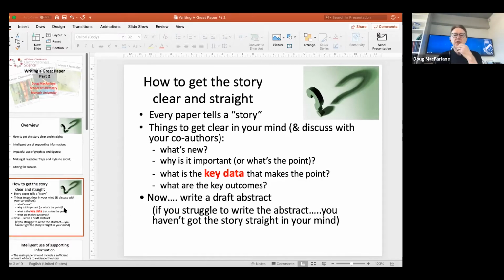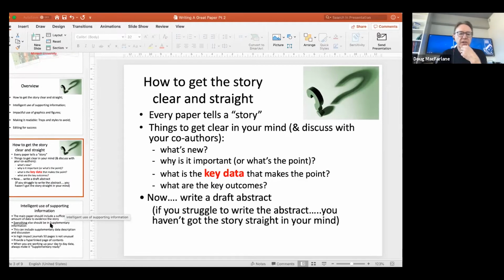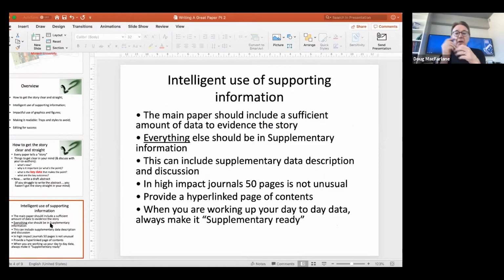So going on to the next slide, the key data is the information that should be in the main paper. And everything else, and the emphasis on everything, because it can be a lot of stuff, should be in supplementary. Now, the trends here are such that supplementary information is becoming more and more voluminous, and there's no problem with that, except that it just makes more and more work for everybody when they're preparing a paper. So I'll come back to that point at the end.